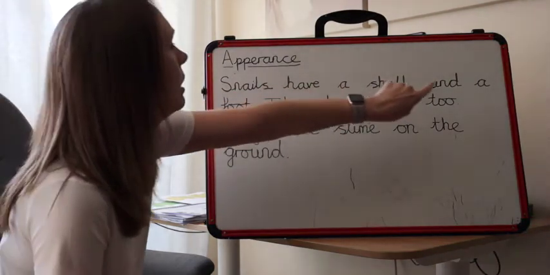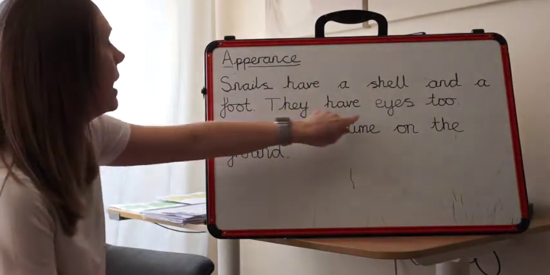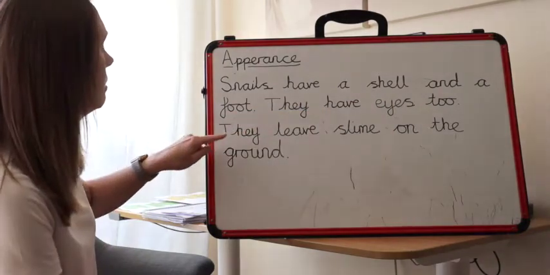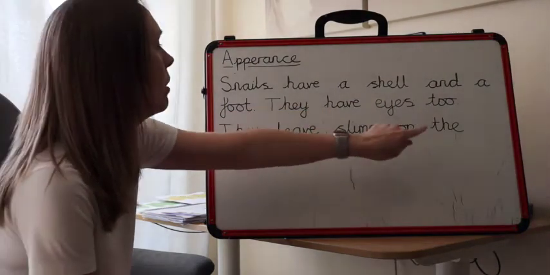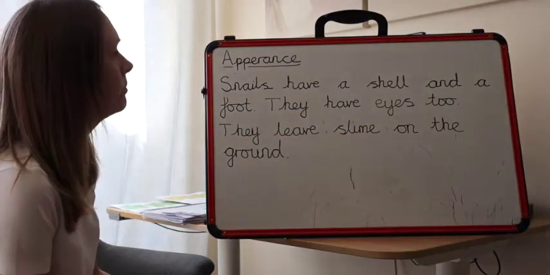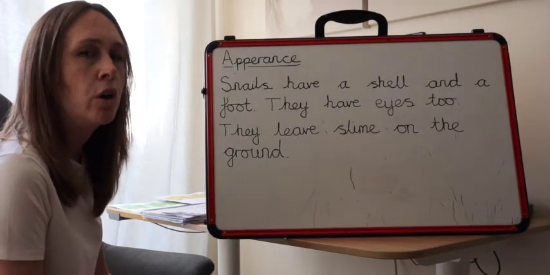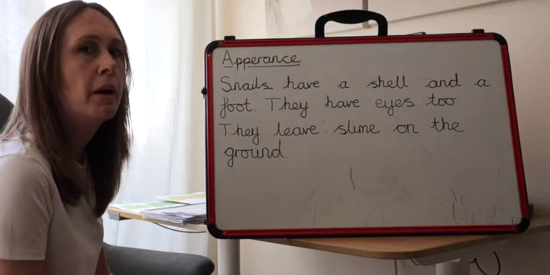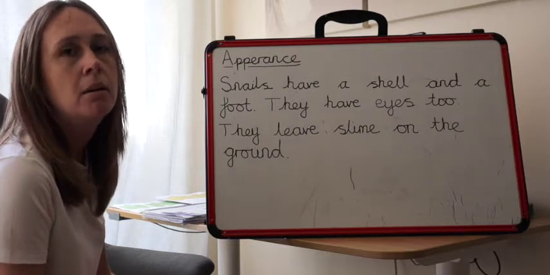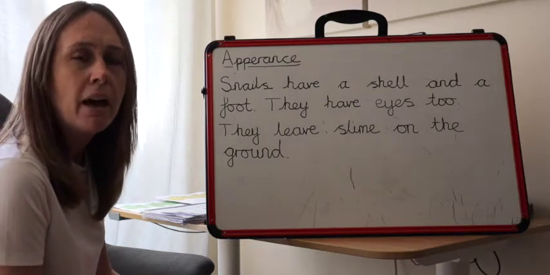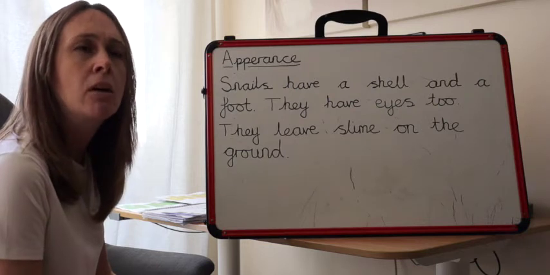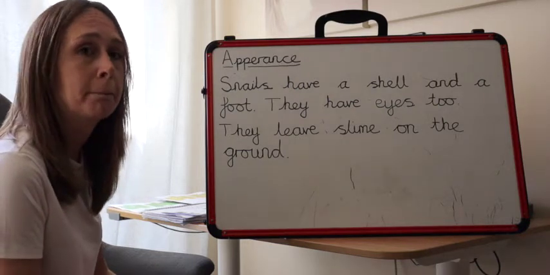Snails have a shell and a foot. They have eyes too. They leave slime on the ground. So what do you think about my writing? What things do you think are good? And what do you think could make my writing better? Pause the video now and have a think about what you think, or you could talk to your grown-up.